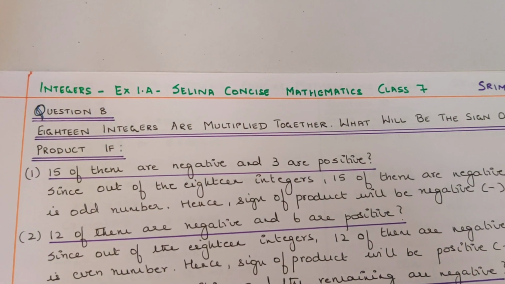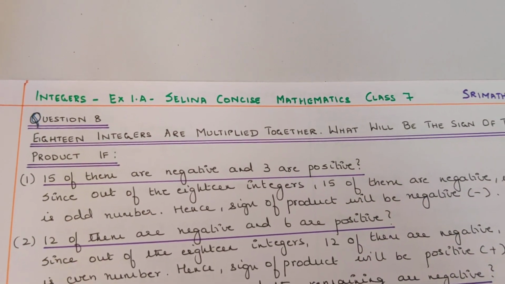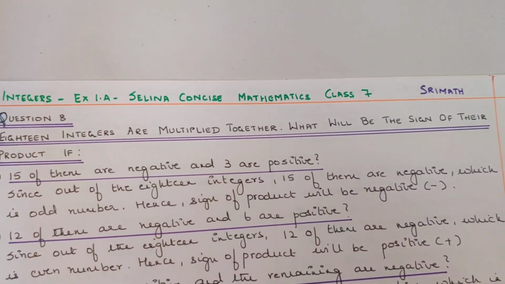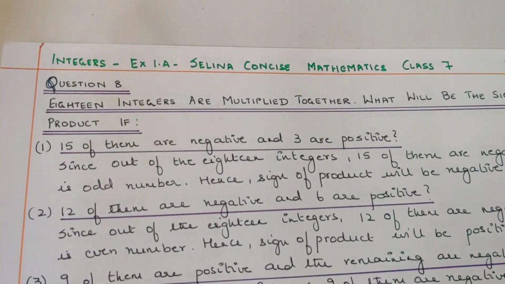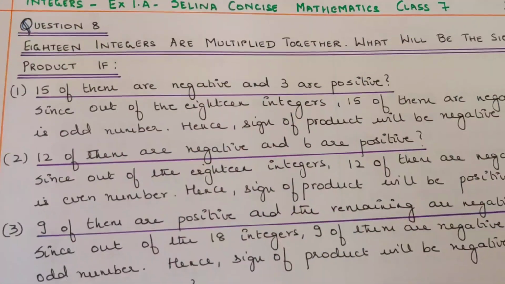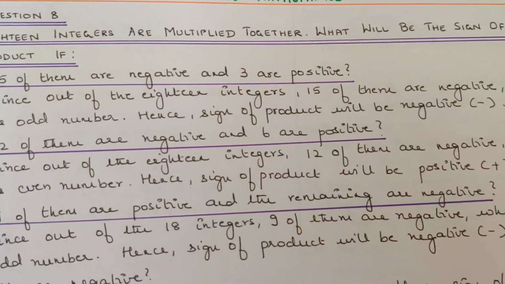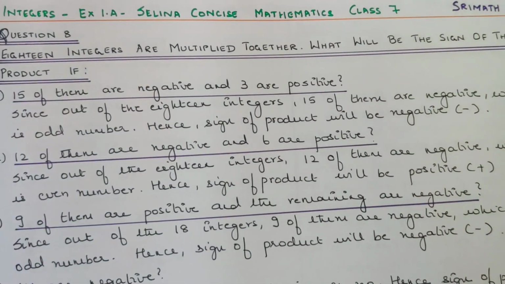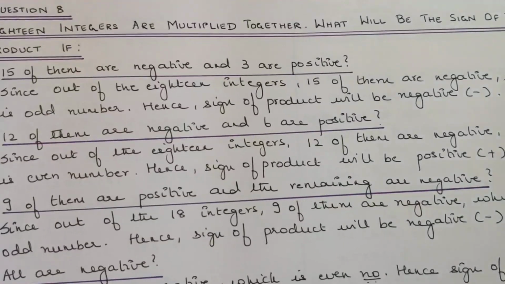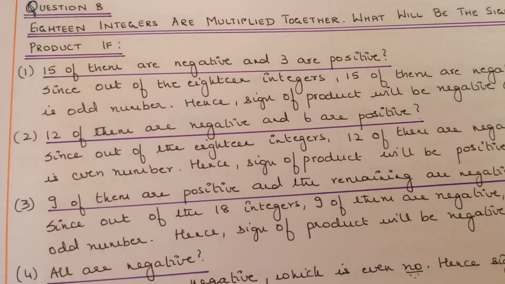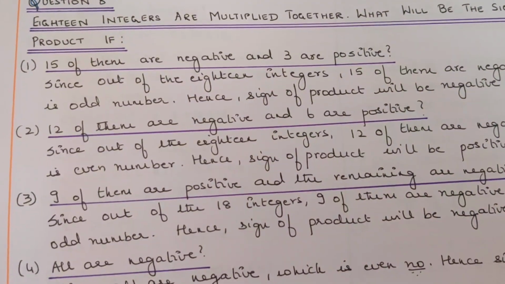Now question 8: 18 integers are multiplied together. What will be the sign of their product if 15 of them are negative and 3 of them are positive? Since out of the 18 integers, 15 of them are negative, which is an odd number, the sign of the product will be negative. 12 of them are negative and 6 are positive.